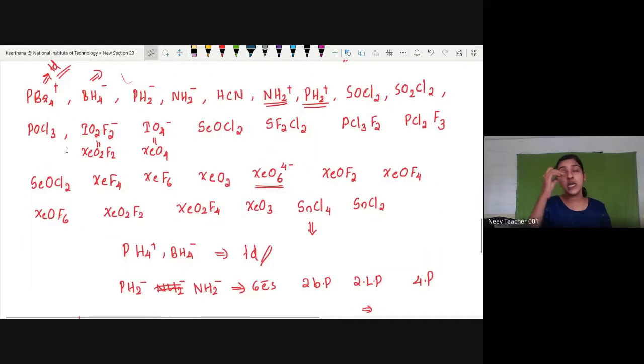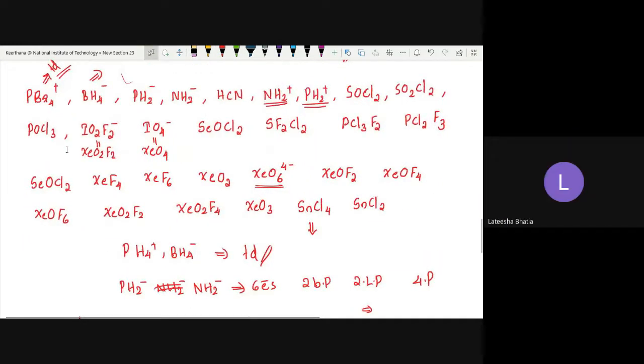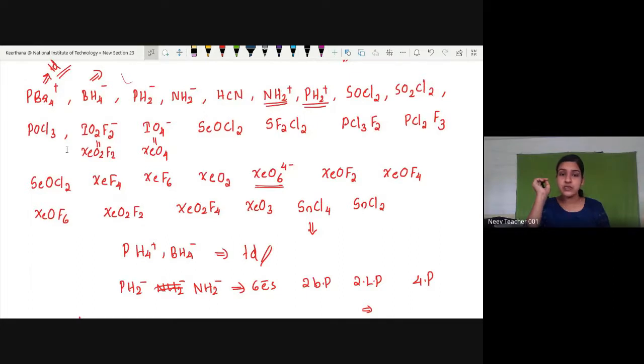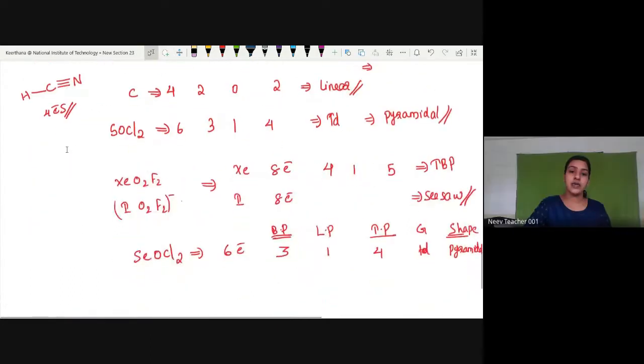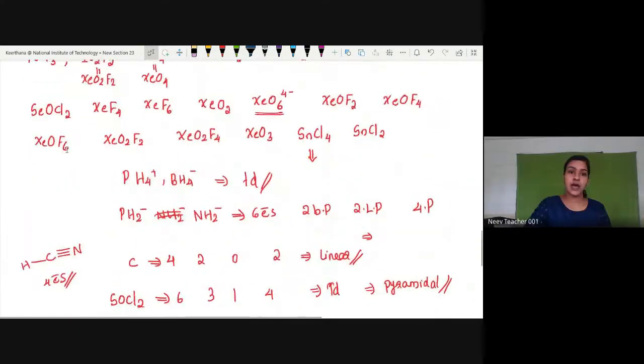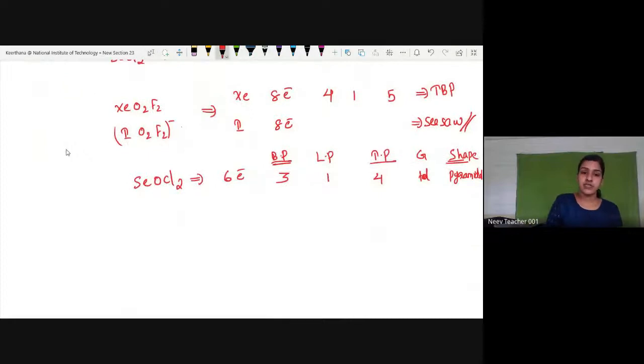Next, SF2Cl2. Ma'am, can you repeat the answer for IO4 minus? If it is IO4 minus, or XeO4, in the case of IO4 minus, we will also take this negative charge on the central atom to count the electrons. So what will be the valence electrons? 8 electrons, right? Is it clear?